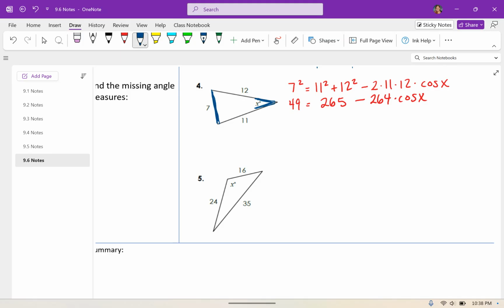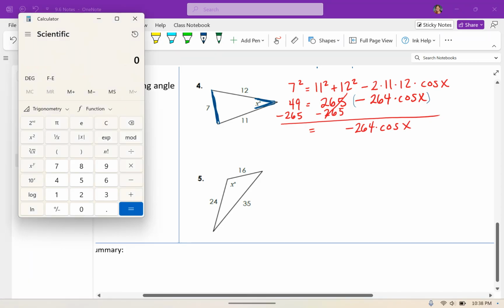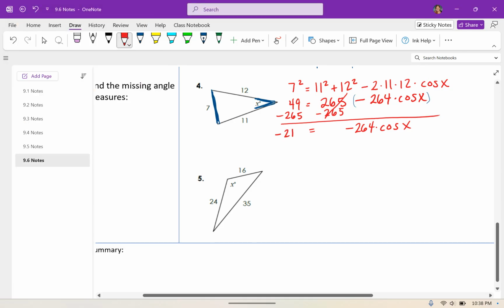Okay, so this one we're solving like an equation, right? Remember that this is all multiplication, right? So we can't do anything with that yet, right? So imagine if this was 49 equals 265 minus 5x, right? What would we get rid of first? We would subtract 265 on both sides. Okay, so I'm left with this negative 264 times cosine of x. And now I'm going to have a negative number, so let's see. 49 minus 265 is negative 216. And to get rid of this multiplication happening, we divide by negative 264.